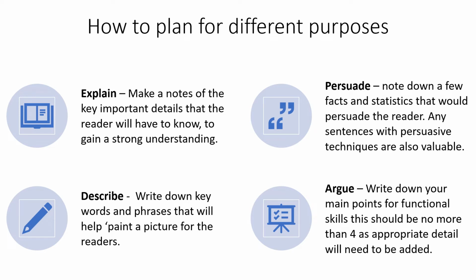So first of all, we've got the explain one. My advice would be to make some notes of some of the key important details that the reader will have to know to gain a strong understanding. So if I said something like, explain what a university is to somebody who'd never heard of it, okay, I'm going to get those key points down: that it's a place of higher learning, that it isn't compulsory education, and that it's considered quite high level education, where people pick a specialism. So I had to really think then, what are the main things I would want to talk about, and then go into those details.